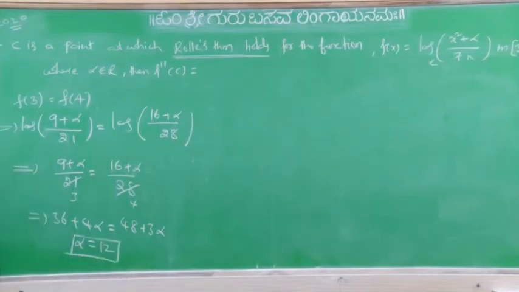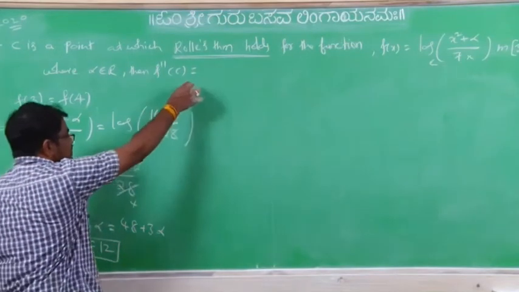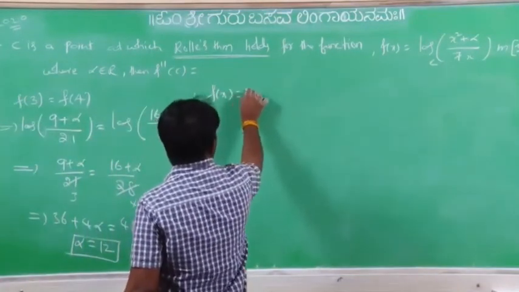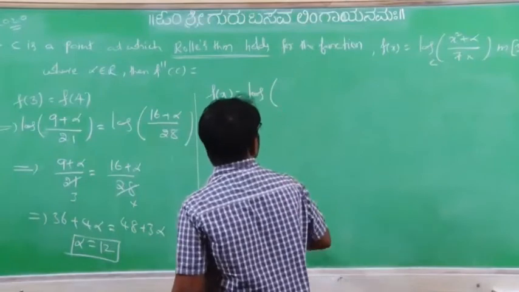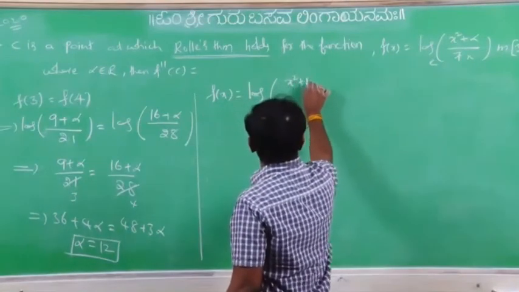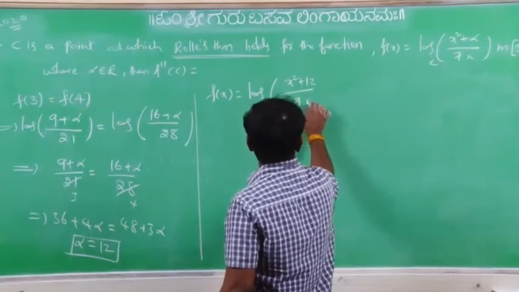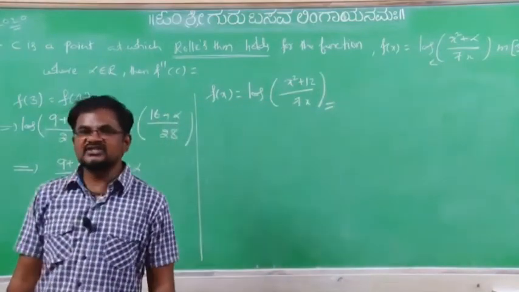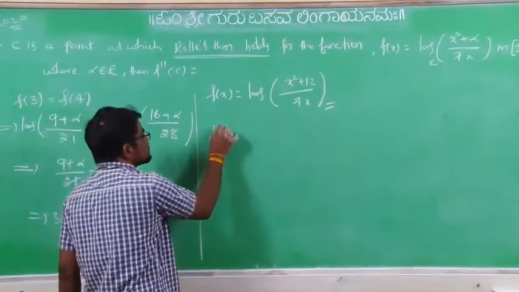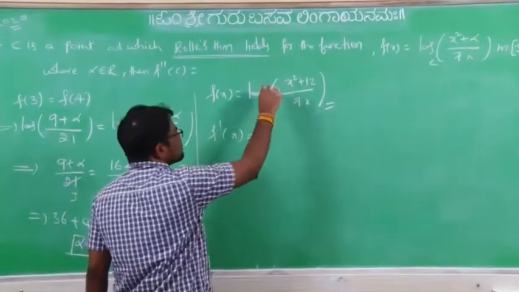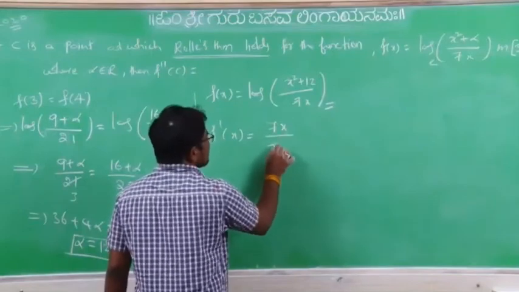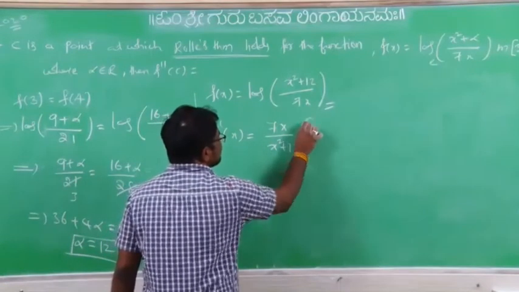By the first condition, we got the alpha value. This one you substitute in the given function f of x equals log of (x square plus 12) divided by 7x. This is our function. Now we have to do the differentiation. F dash of x equals differentiation of log: 1 by x means 7x by x square plus 12.